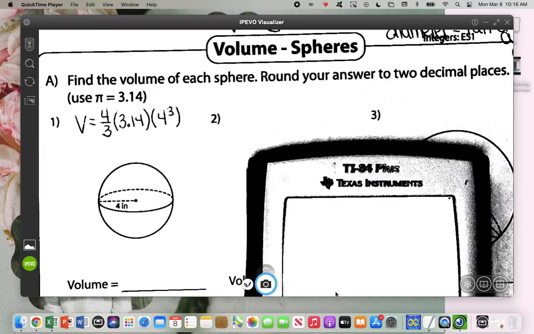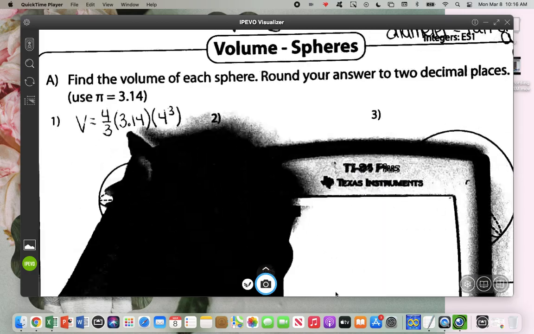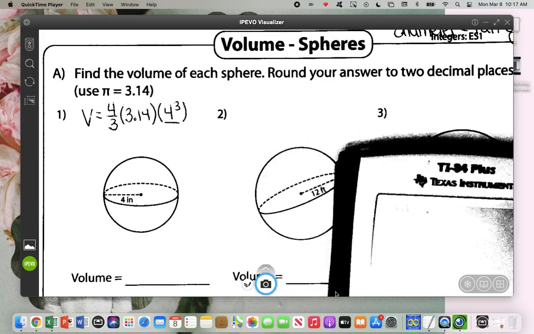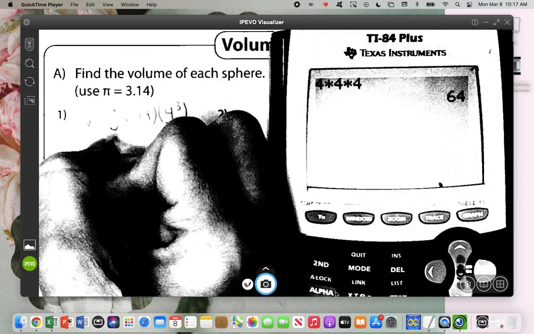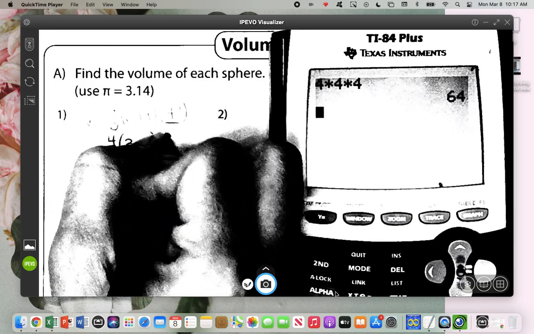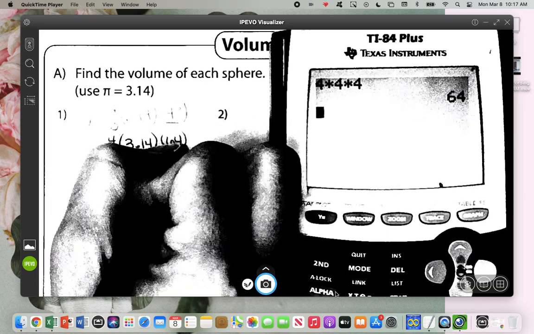All right, so you guys can't see what I'm typing, but you'll see it when I type it in on my screen. So when I say 4 to the third, what does that tell me to do? That's the first thing we are going to do here. We have to take 4 times 4 times 4, and it gives us 64. So we are actually going to take 4 thirds times 3.14 times 64.